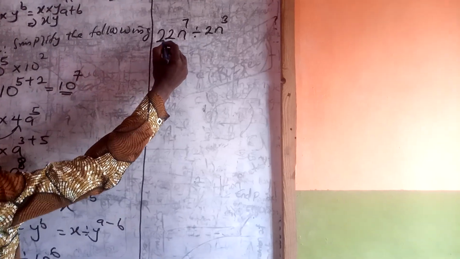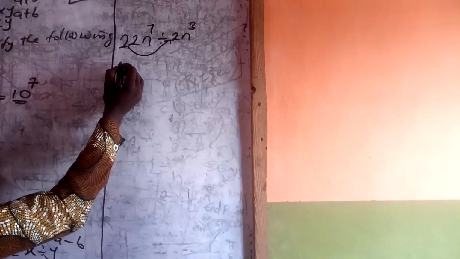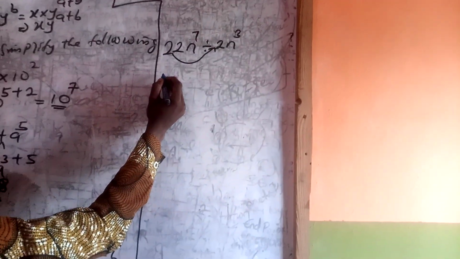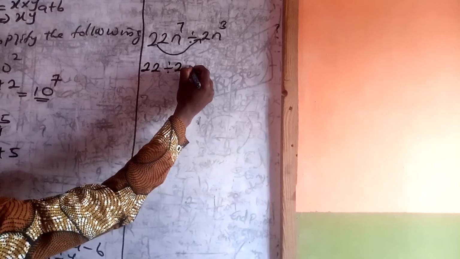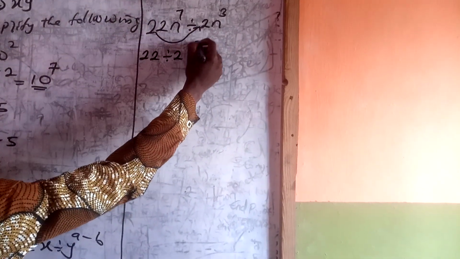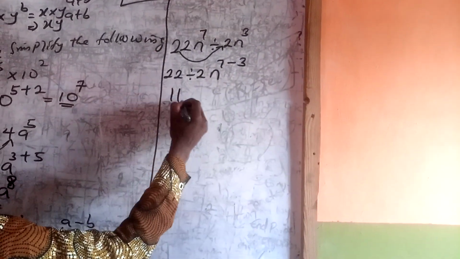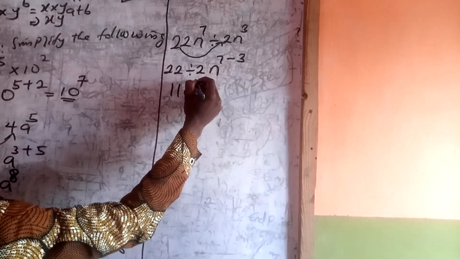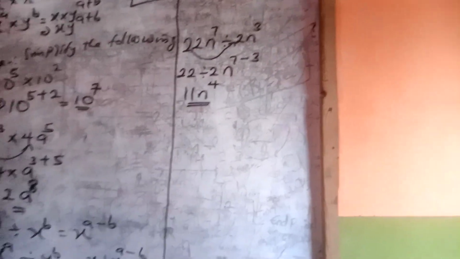So you will discover that 22 and 2 are two different numbers. So what do we do? According to the law, you are dividing the base. So I will say 22 divided by 2, then n raised to power 7 minus 3. So 22 divided by 2 will give me 11, n, and 7 minus 3 will give me 4. So this is the final answer.